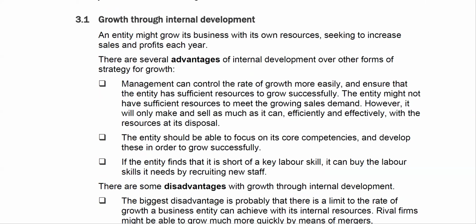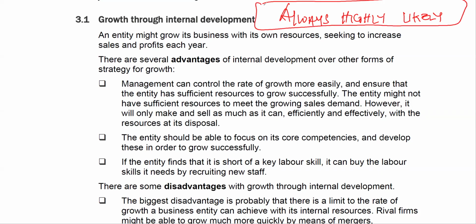Now, this is highly likely. If you look at your ICAN exam or the past questions, you realize that most of the time, especially when it has to do with selection of a strategy, they like to bring this a lot, where you look at how you are going to support the strategy you are choosing.